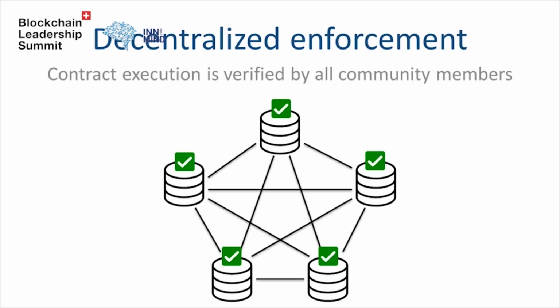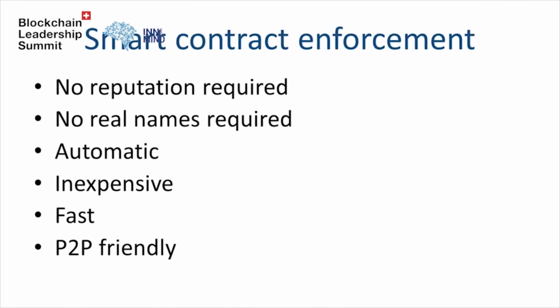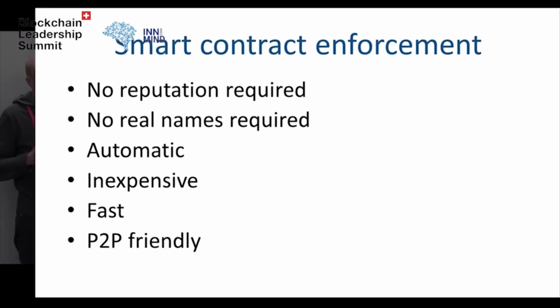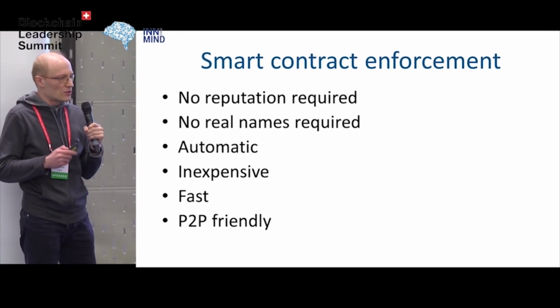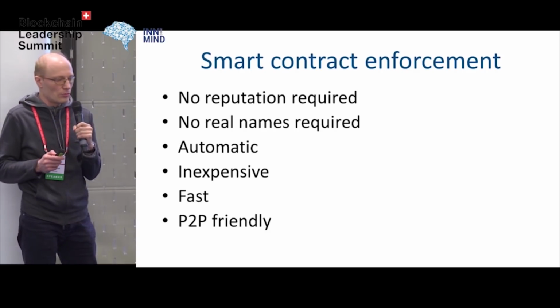So what makes smart contract enforcement special is that for parties who participate in the smart contract, no reputation is required because trust is ensured by the distributed ledger. No real names are required. Enforcement is automatic, inexpensive, fast, and P2P friendly. All this means that there are incredibly low barriers to entry if users want to make contracts with each other.